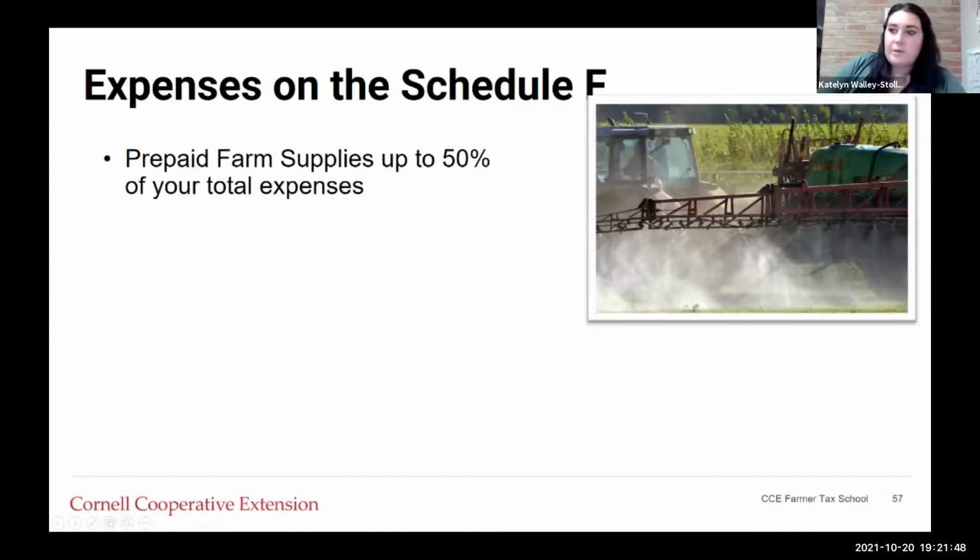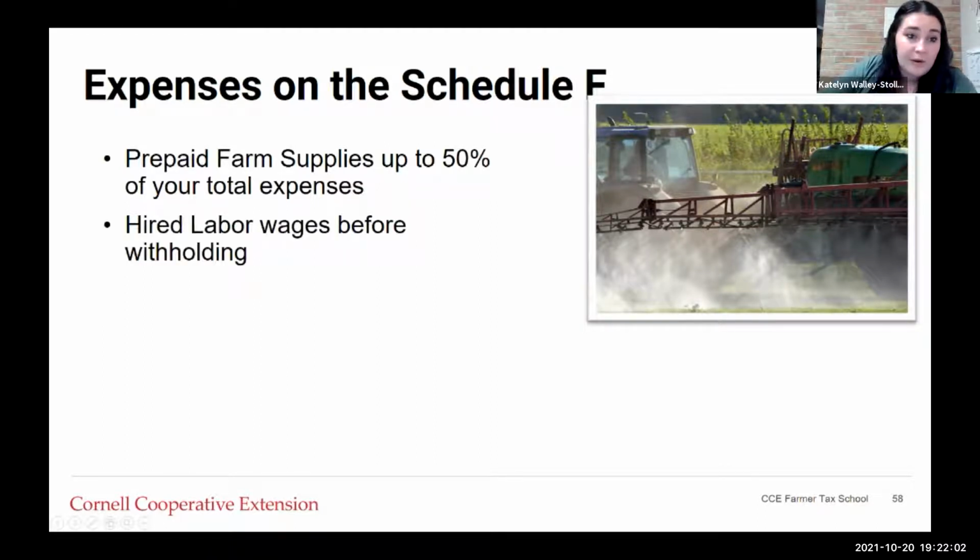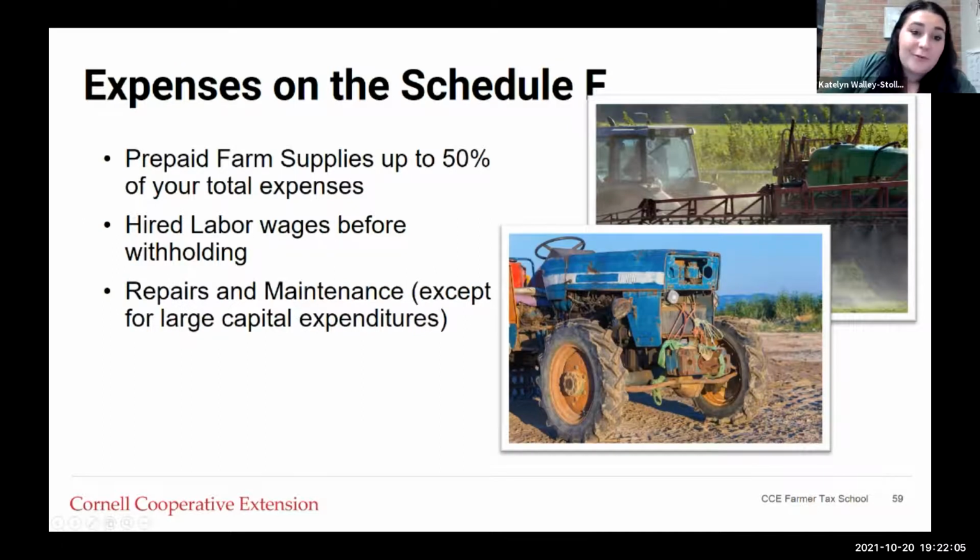Okay, other expenses that show up on the Schedule F. Last week, Dayton talked about prepaid farm supplies, which could be a really good tool to help manage your tax liability, as long as it doesn't exceed 50% of your total expenses for that year. Hired labor wages, repairs and maintenance, except for large capital expenditures. So I've got this picture of a very representative tractor on some of our farms, right, that were kind of held together by bungee cords and duct tape. If you have equipment or a barn where you're replacing a tire, you're replacing a few shingles, those repair and maintenance costs get reported on your Schedule F as an expense.